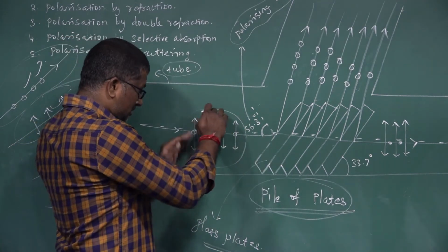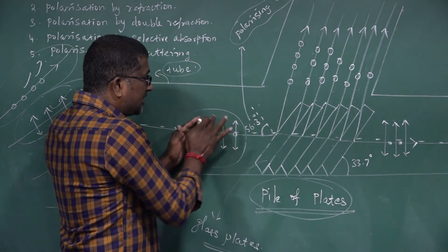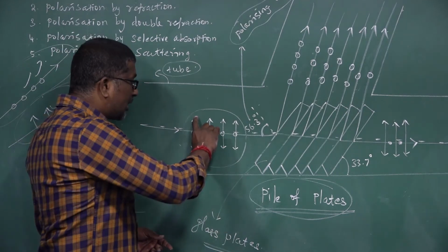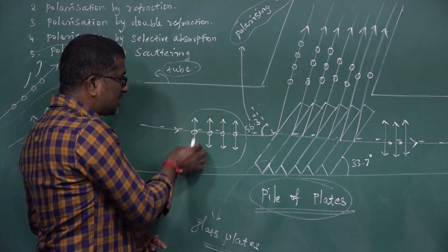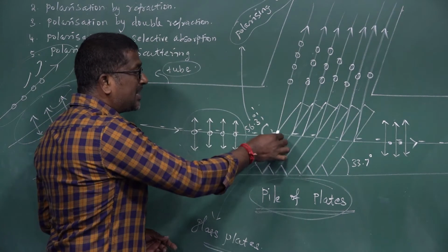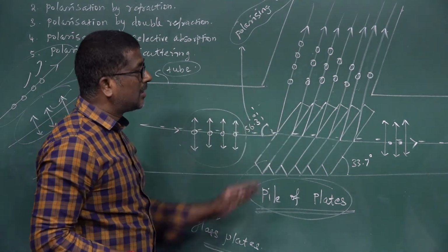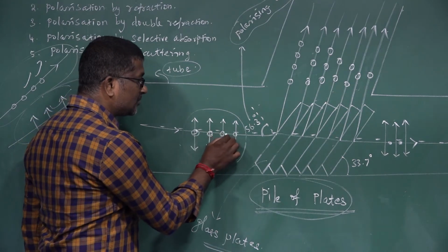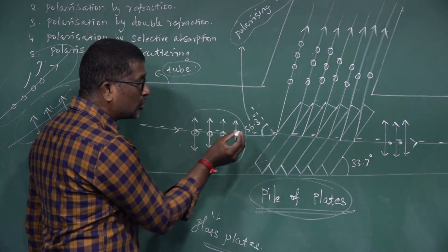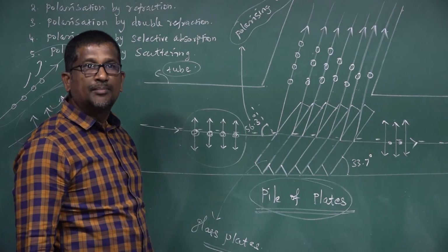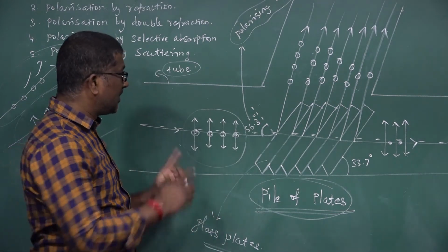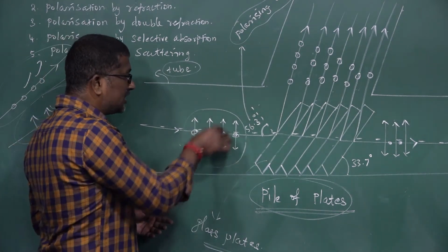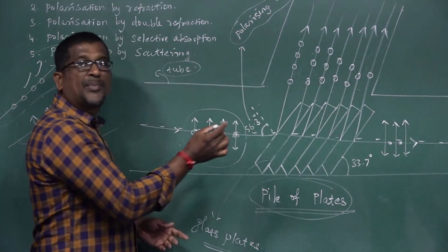Here in this unpolarized light, the vibration occurs in all directions. The double arrow represents vibration parallel to the plane of incidence, or parallel to the plane of the board, and the circle represents vibration perpendicular to the plane of the board. So for our convenience, we consider the vibration in two directions only: one is a parallel direction and another one is a perpendicular direction.